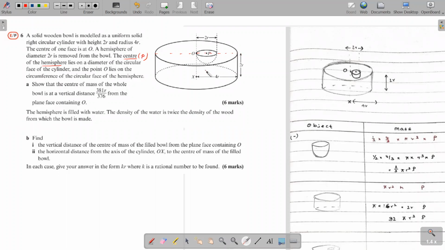All right, guys. So, what do we need to do here? You're supposed to show that, and what they are asking is the distance of the center of mass from the point O. Can you see? Show that the center of mass of the whole ball is at a vertical distance.